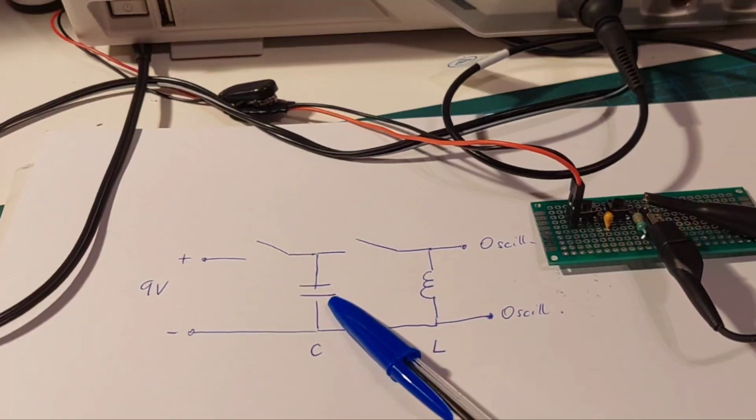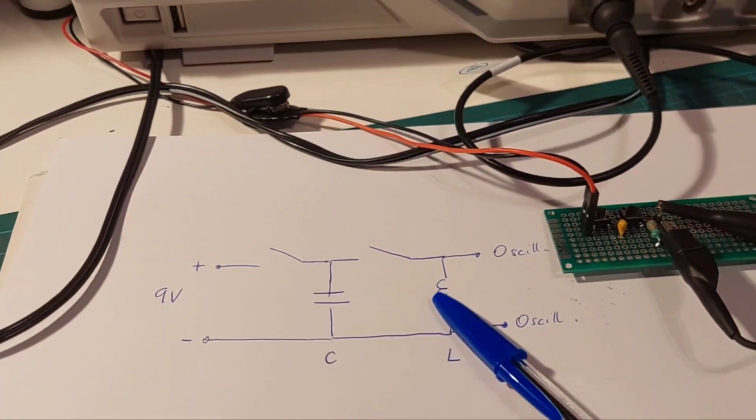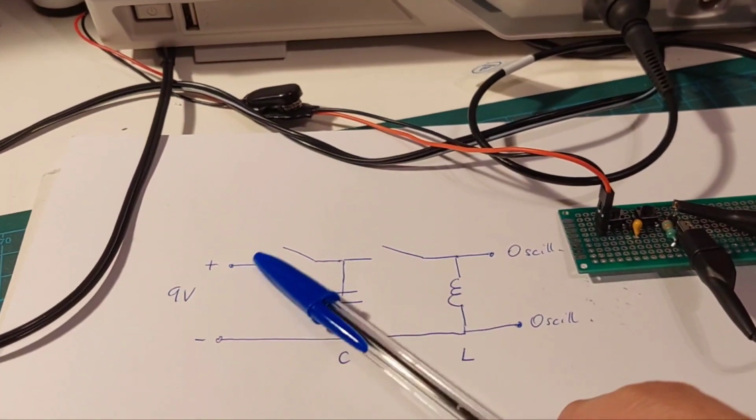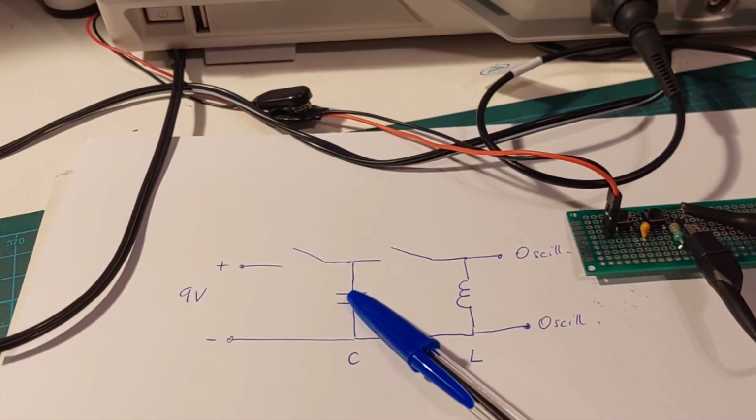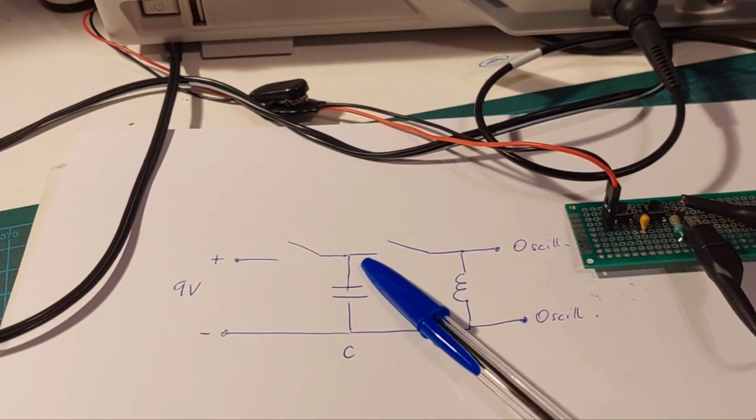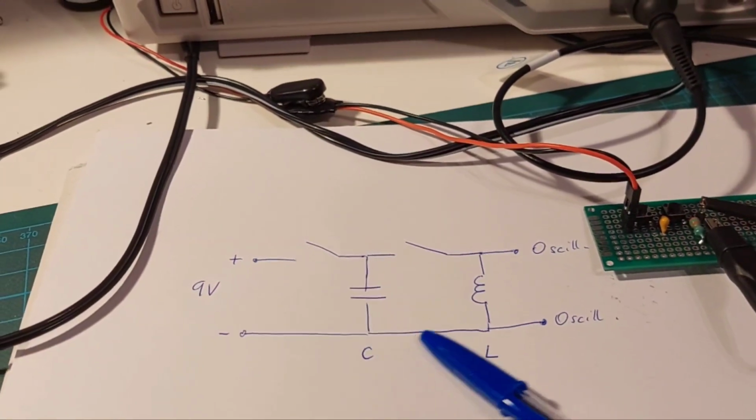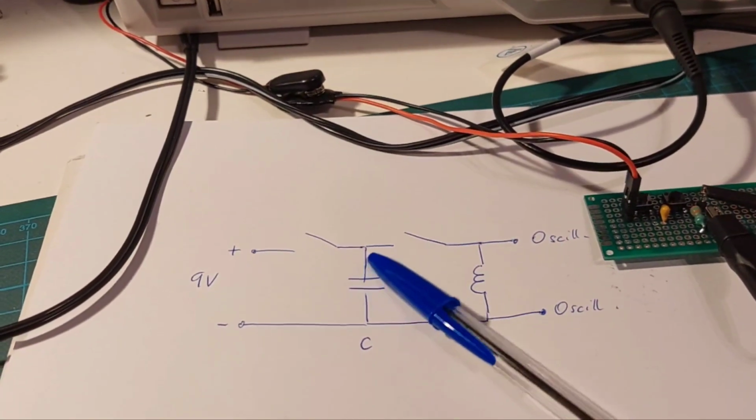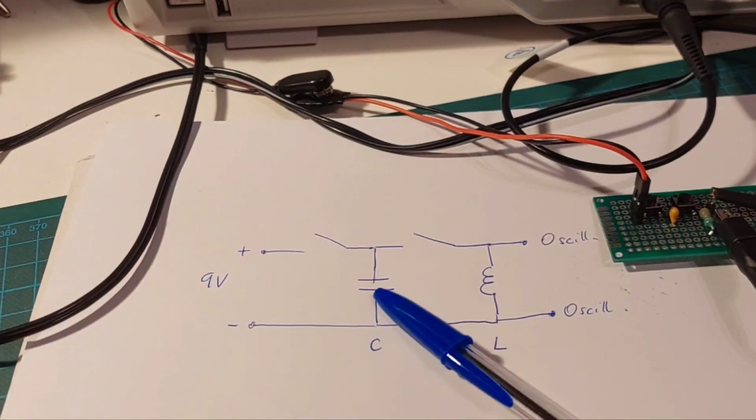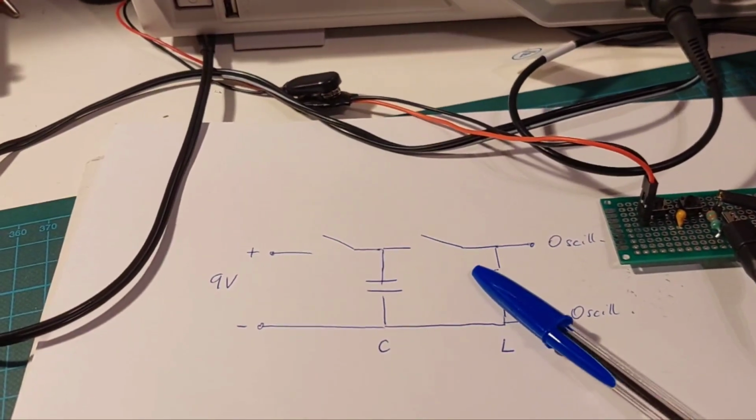The tank circuit, the capacitor and the inductor. The power source, a switch to charge the capacitor. A switch to close the LC circuit. When it's closed, the energy travels back and forth from one plate of the capacitor to the other through the inductor, losing energy as it does.